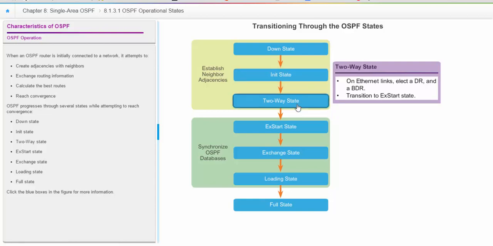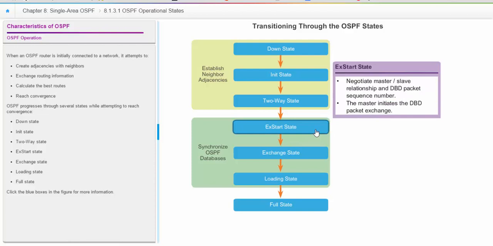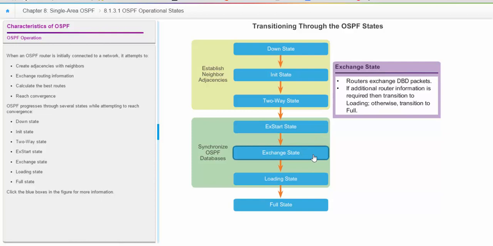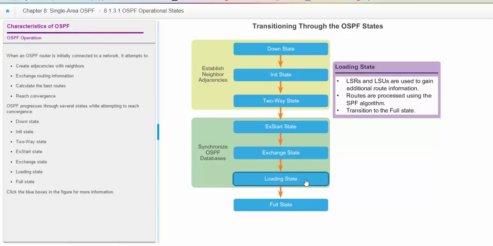So here on the Ethernet links, it elects the DR and the BDR, and it transitions to the ExStart state. At that point, we negotiate our master and our slave relationship and the DBD packet sequence number, and the master initiates the DBD packet exchange. Then our routers exchange DBD packets. If additional router information is required, then transition to loading. Otherwise, the transition is full.